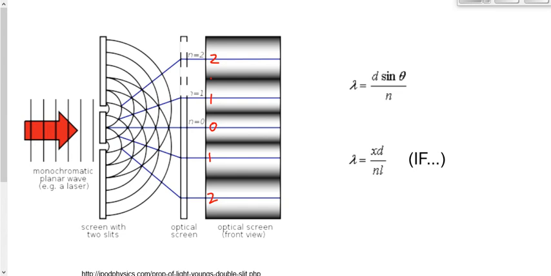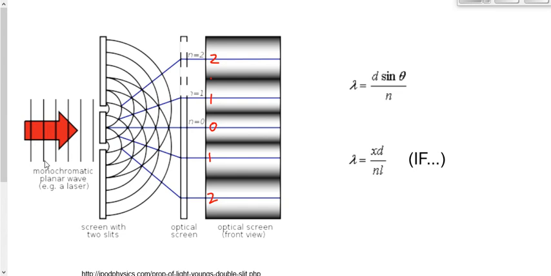Lambda is equal to d sine theta over n. Lambda is equal to xd over n times L. Now, there's a big if right here that we'll talk about later on, not right now. Assume right now that it's just always good. But we do have to recognize what each of these variables mean, and they are a little bit more confusing than a simple equation like v equals d over t.